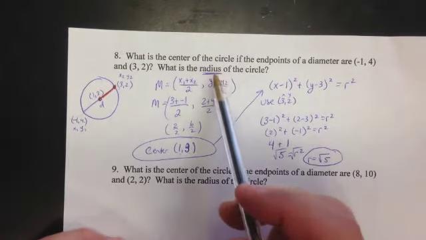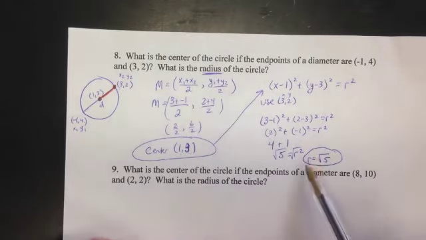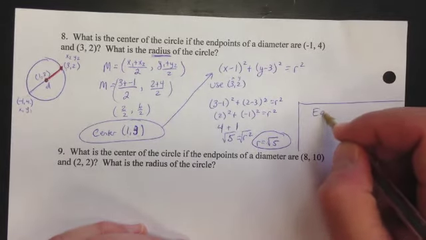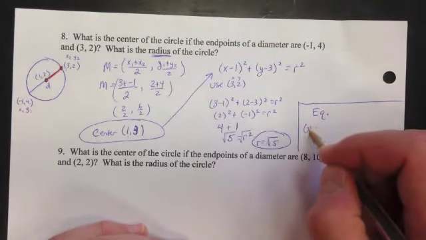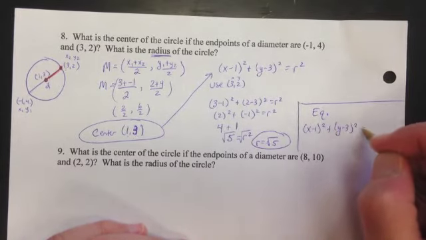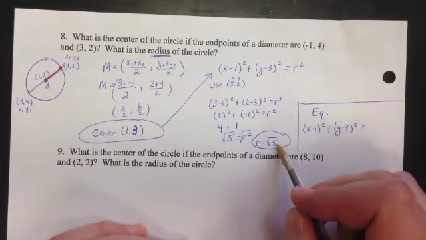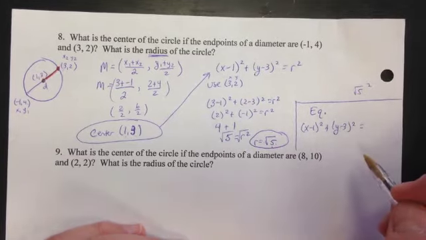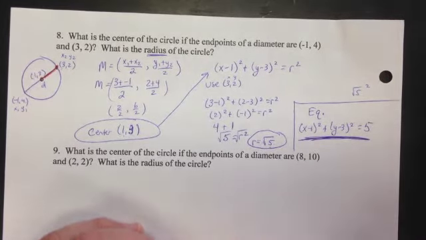Okay, now that actually answers the question. What's the center? (1, 3). What is the radius? Square root 5. If I asked you to go one step further, though, and to actually write the equation, well, we've got (x minus 1) squared plus (y minus 3) squared equals the square root of 5, squared. Now when you square a square root, the square root of 5 squared makes that just 5. So it's equal to 5. That is the equation right there.